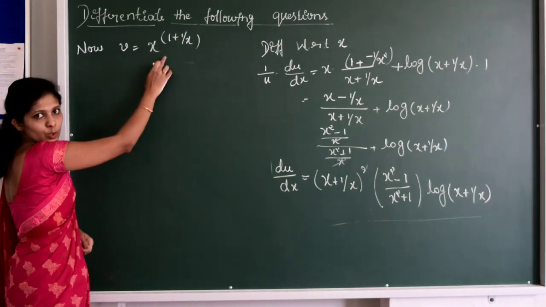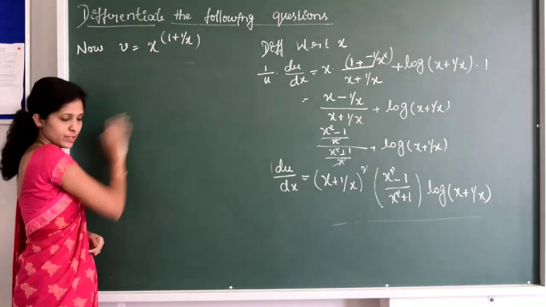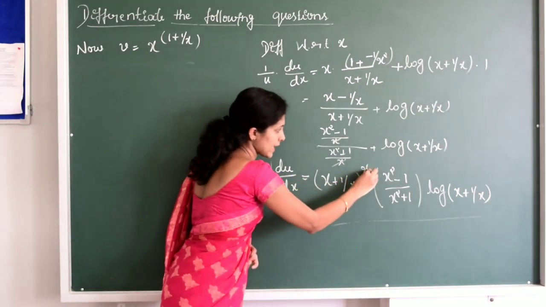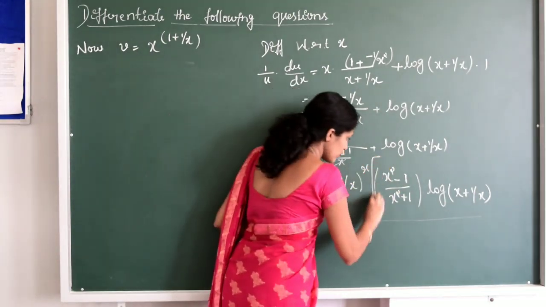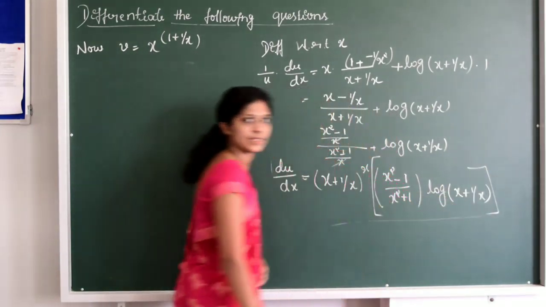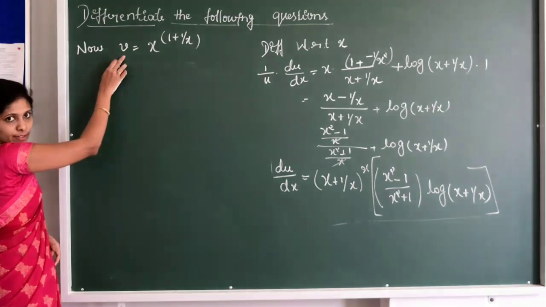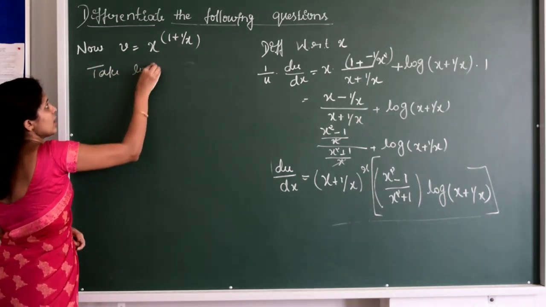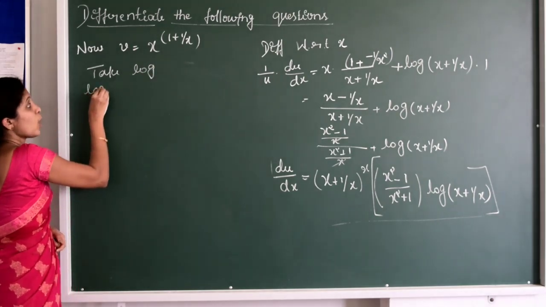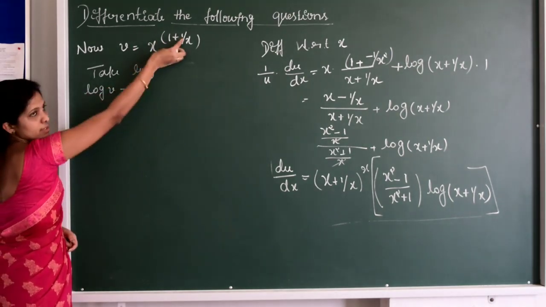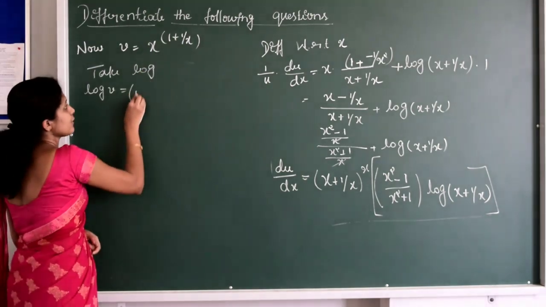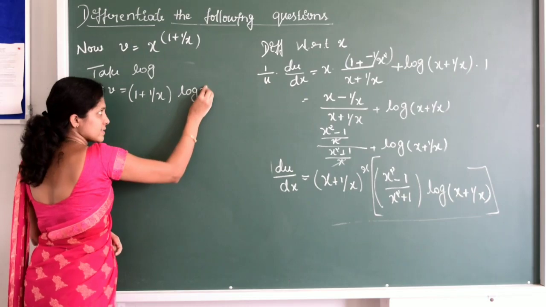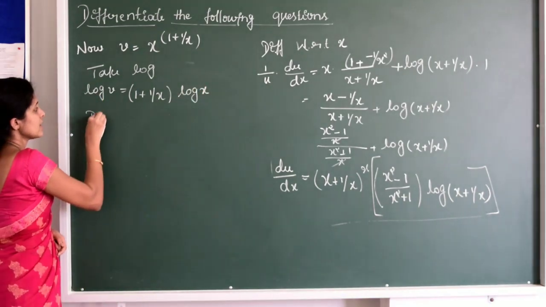I have written v is equal to x to the power (1 plus 1 by x). You have to differentiate this. Before this, here (x plus 1 by x) whole to the power x is multiplied to both, so don't forget to write a bracket. This is compulsory. Now before differentiating this one, you have to take log on both sides. So this will be now log v is equal to log, similarly m to the power n, so I can write (1 plus 1 by x) into log x. We'll differentiate this with respect to x.